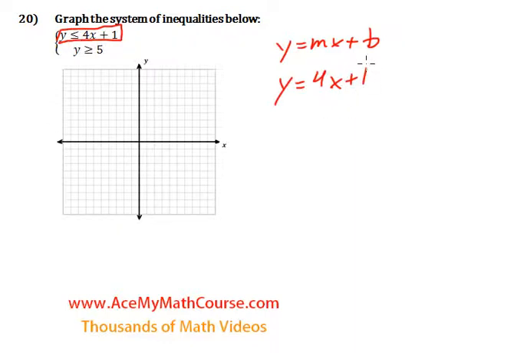So y equals mx plus b, b is the y-intercept, m is the slope. So the y-intercept of this linear equation would be 1. That's a 1 right there. And the slope is 4. So the rise over the run is 4. Meaning we go over 1, up 4. Over 1, up 4. And in the same direction as well, of course.